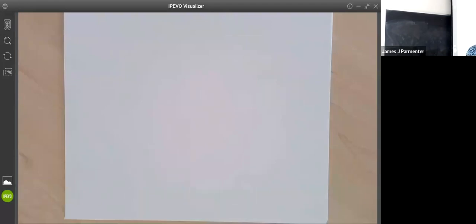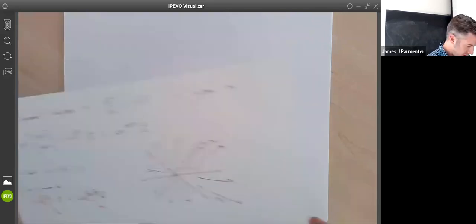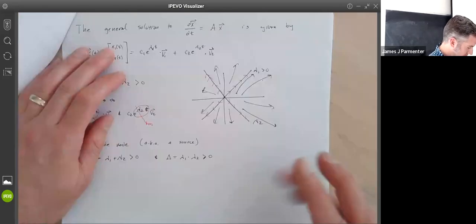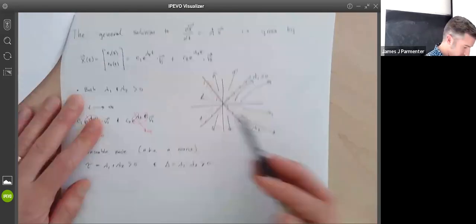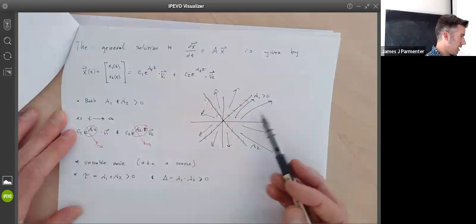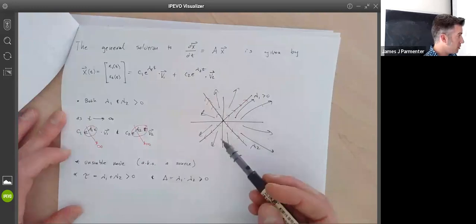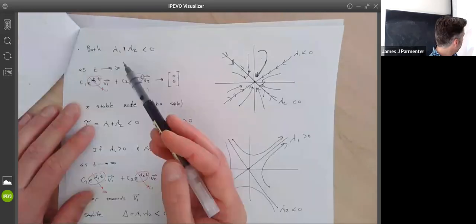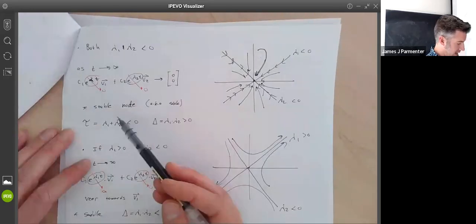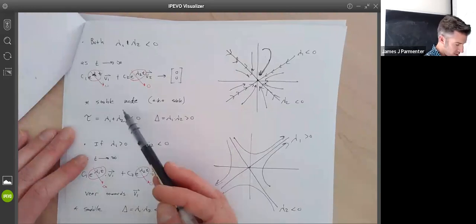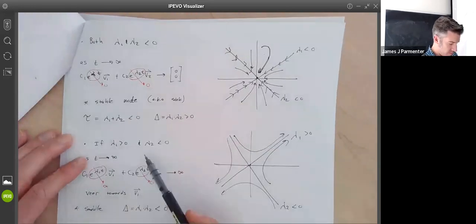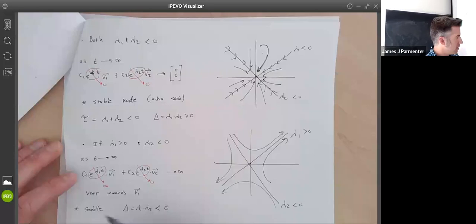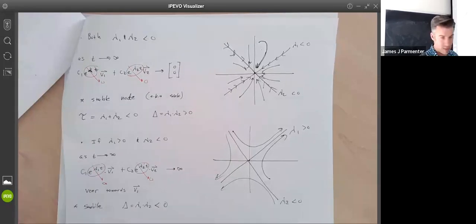Yeah, so last time, briefly, we had said if both the eigenvalues are positive, then you have a source, aka an unstable node. If both the eigenvalues are negative, you have a sink, aka a stable node. And if one's positive and one's negative, you have a saddle, which is considered an unstable system.